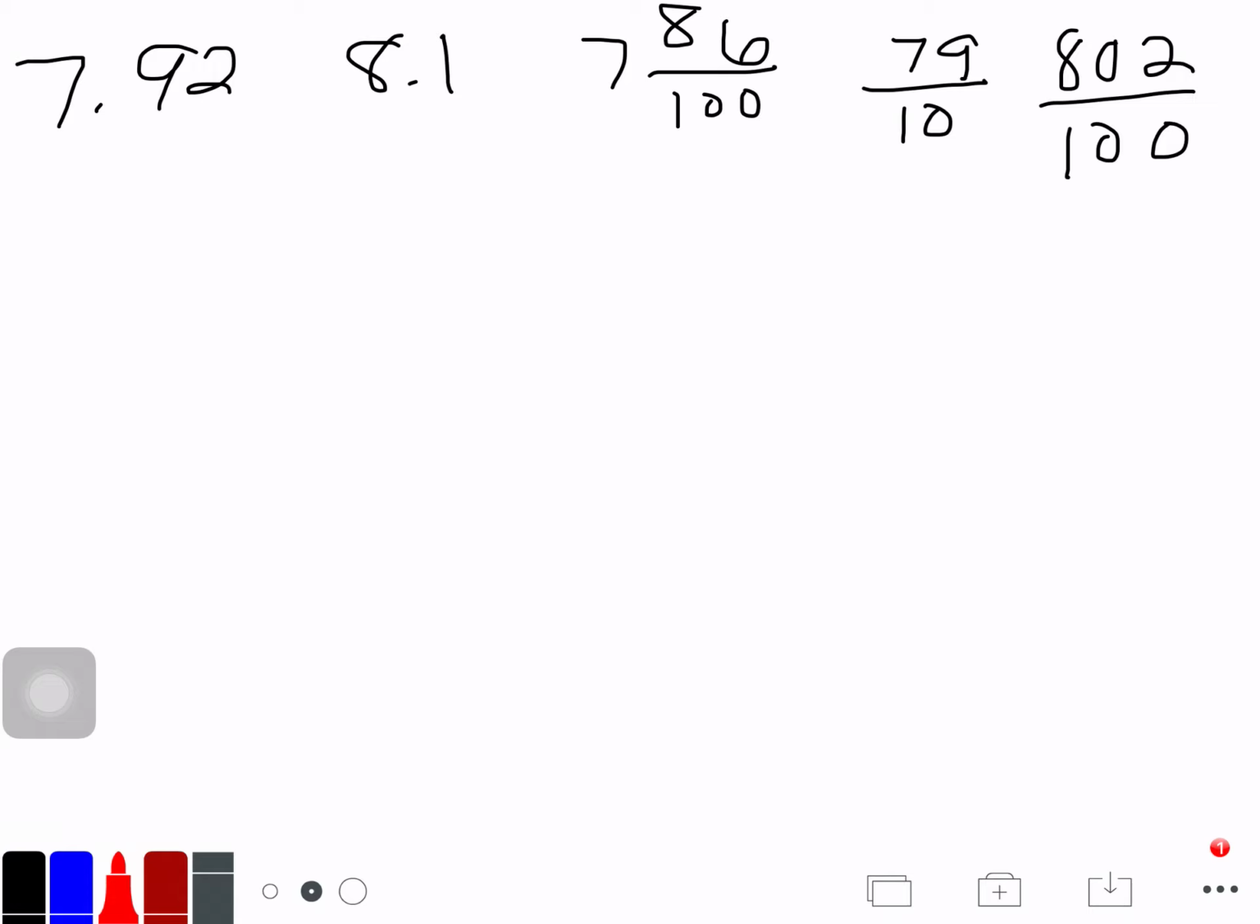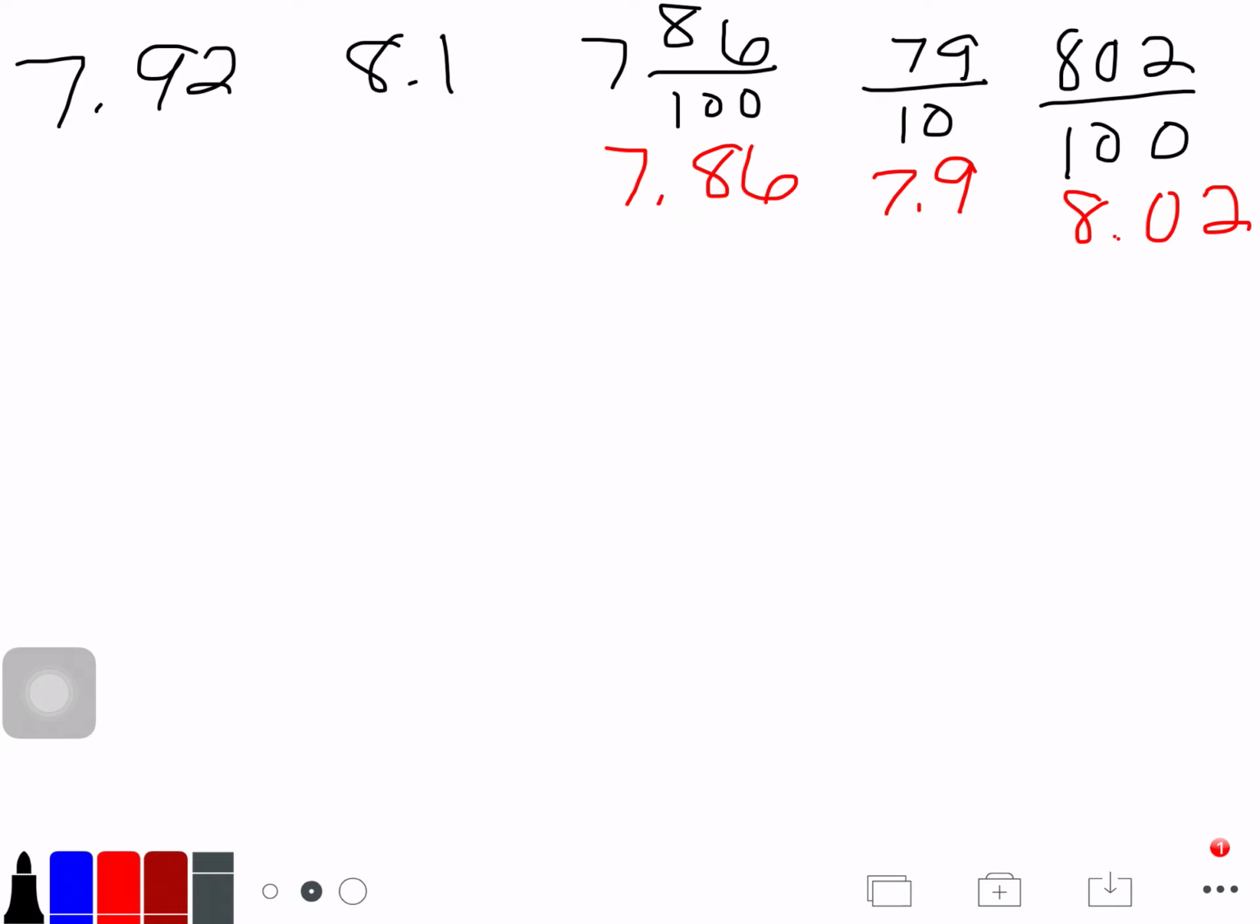The first thing I'm going to do is turn the fractions into decimals just to make it easier for me to work with them. So 7 and 86 hundredths would look like that as a decimal. 79 tenths would be 7 and 9 tenths. 802 hundredths would be 8 and 2 hundredths. So there's a decimal form of each of those.